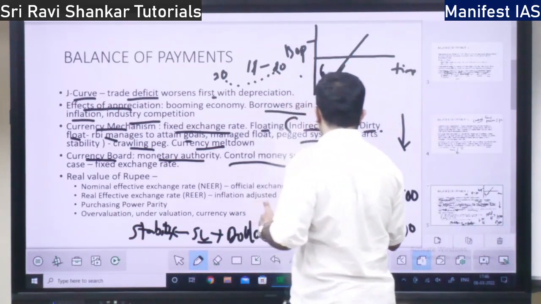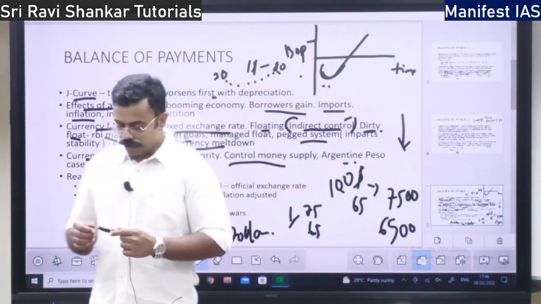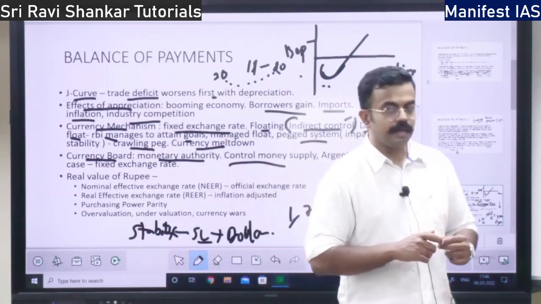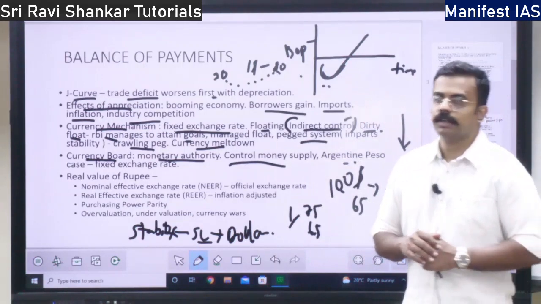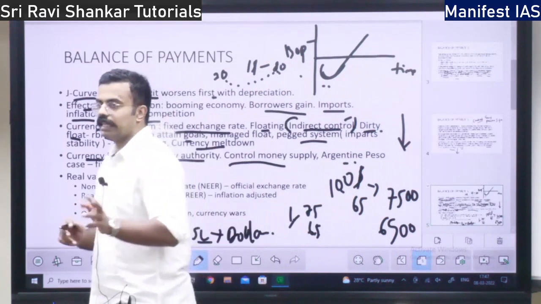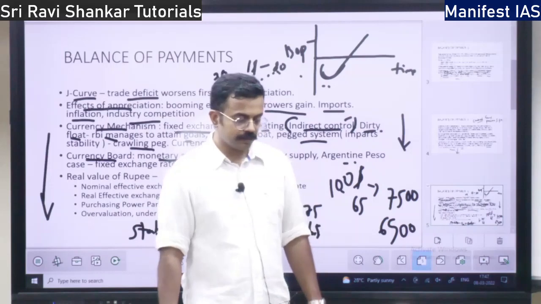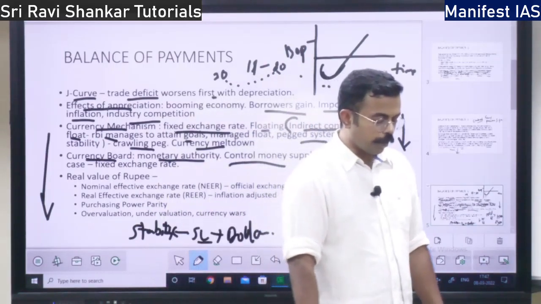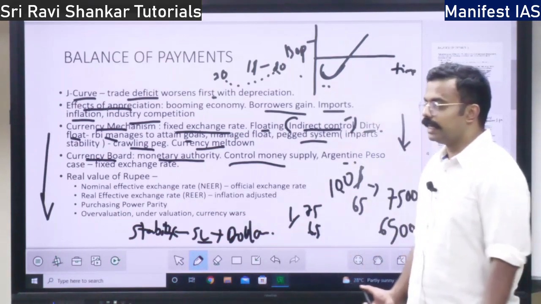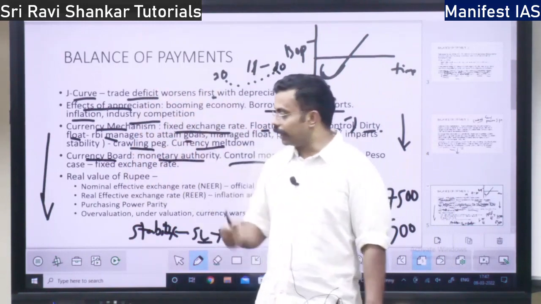Apart from that, you have the example of the Argentine peso case. What is the Argentine peso case? Earlier the Argentine peso was floated. What happens? Suddenly the Argentine currency, called peso, will depreciate. Why does it depreciate? All the foreign money which was invested in Argentina is taken back. It goes back out of the country.